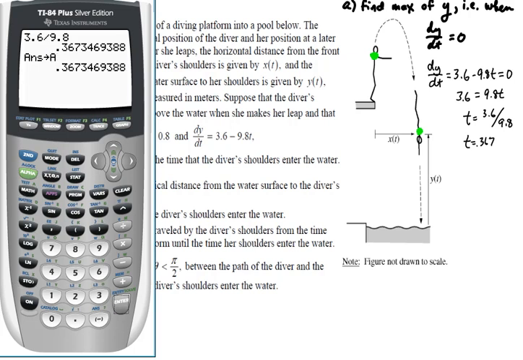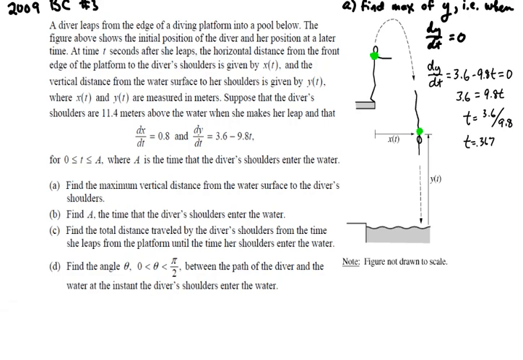Now it is important to note here that the question doesn't ask the time that the diver reaches their maximum vertical distance, but the actual maximum vertical distance. So we're going to have to find the y function and plug in that time. In order to find the y function, we're going to have to integrate. So we have the integral of 3.6 minus 9.8t dt.